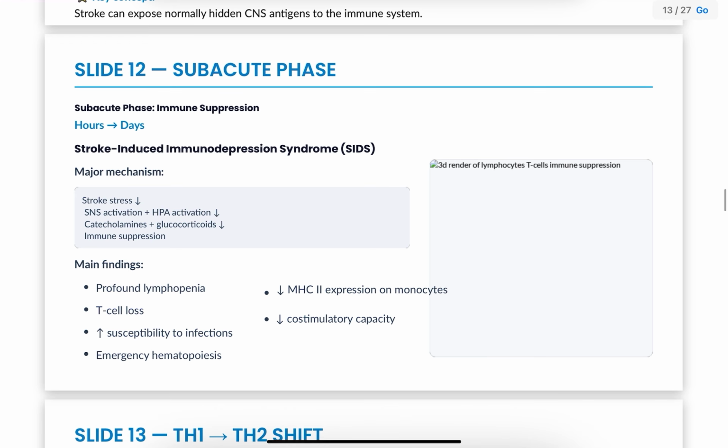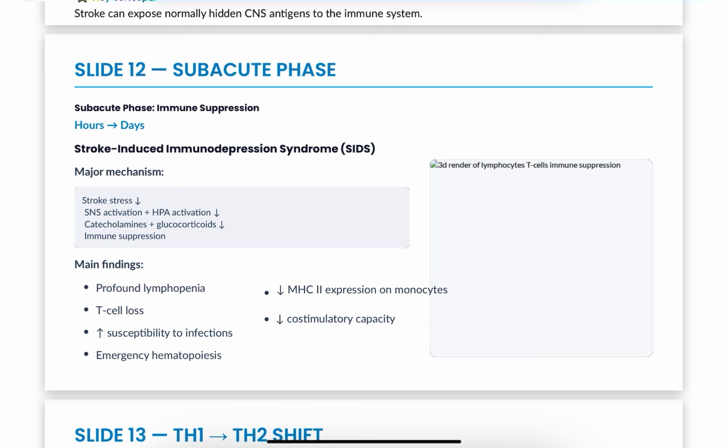Now, let's talk about the subacute phase, which occurs between hours to days. And this is where the immune response will almost go in the opposite direction. I call it the up phase, the opposite direction. After the initial inflammatory activation that we talked about, the patient can develop a state of immunosuppression. That's why I called it the up phase. This is called stroke-induced immunodepression syndrome, SIDS. Why does this happen?